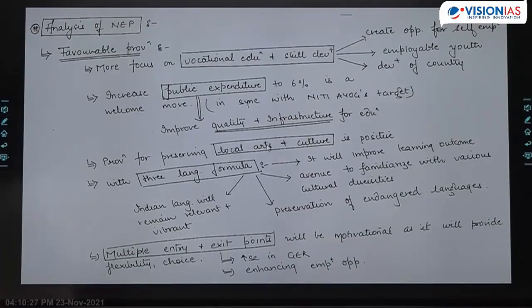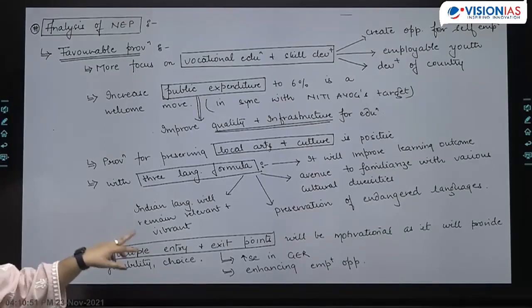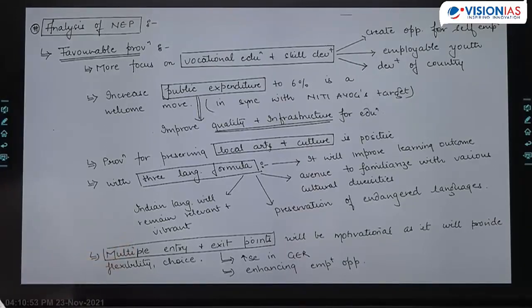We have provided provisions for preserving local art and culture, which is again a developing or a progressive step towards preserving the endangered or the traditional knowledge and art. Then with 3 language formula, it will improve the learning outcome. It will familiarize us with the cultural diversities. It will also lead to preservation of endangered language, and it will make Indian languages remain all time vibrant and relevant.